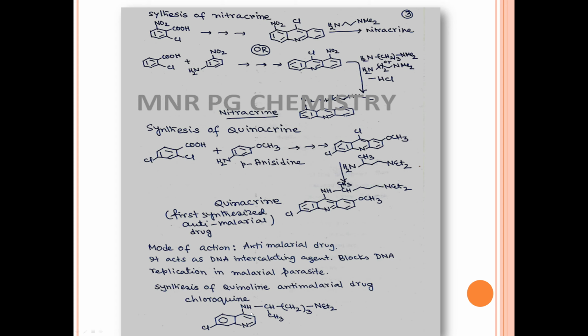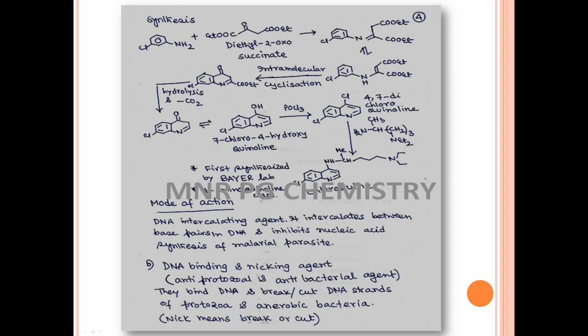So this is the structure of chloroquine. As we already know, in chloroquine, at the seventh position, counting 1, 2, 3, 4, 5, 6, 7, a chlorine is there. Let us see how to synthesize this molecule. Now metachloroaniline will undergo a condensation reaction with diethyl 2-oxosuccinate.